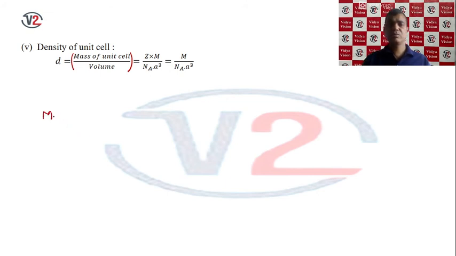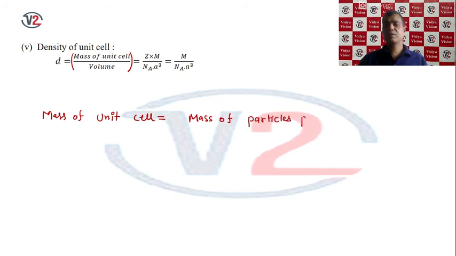So mass of unit cell means mass of particles present in one unit cell. Is it clear? So in the simple cubic unit cell you can see that the number of particles is equal to 1, and we want to determine the mass of that one particular particle.